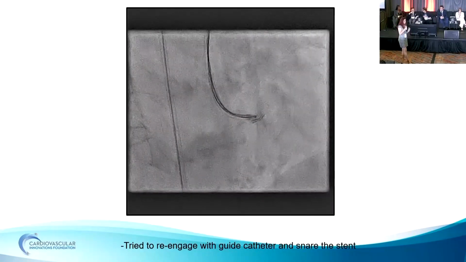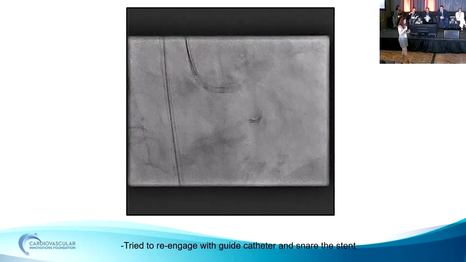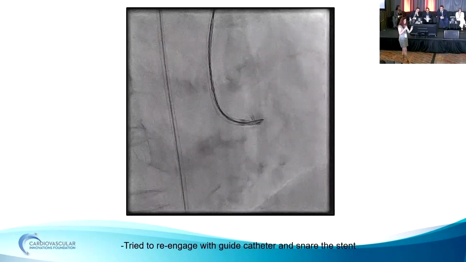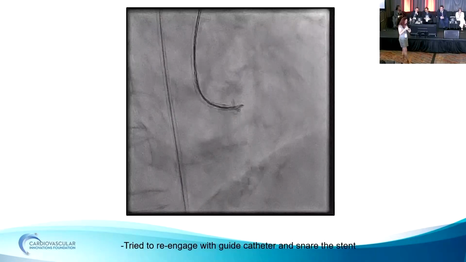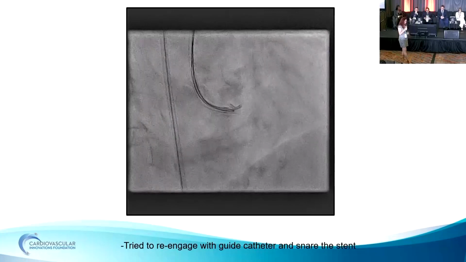Didn't work. So next, what happens is I tried to do an injection, and the next thing I see is that you can tell it's not in the ostium. So now it's in the aortic, it's in one of the cusps, I think.